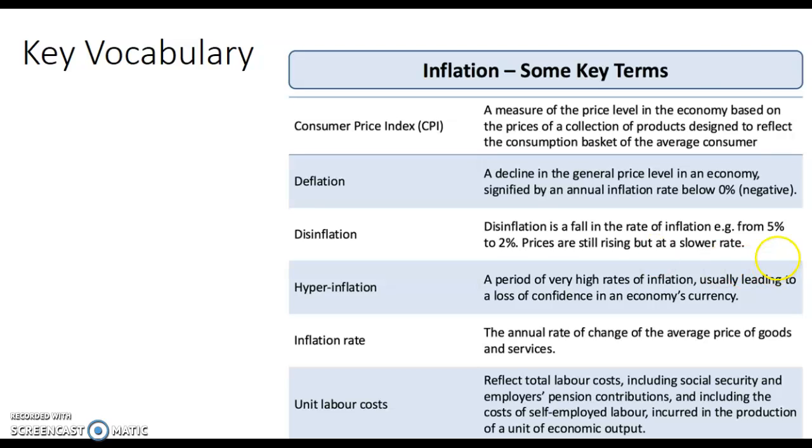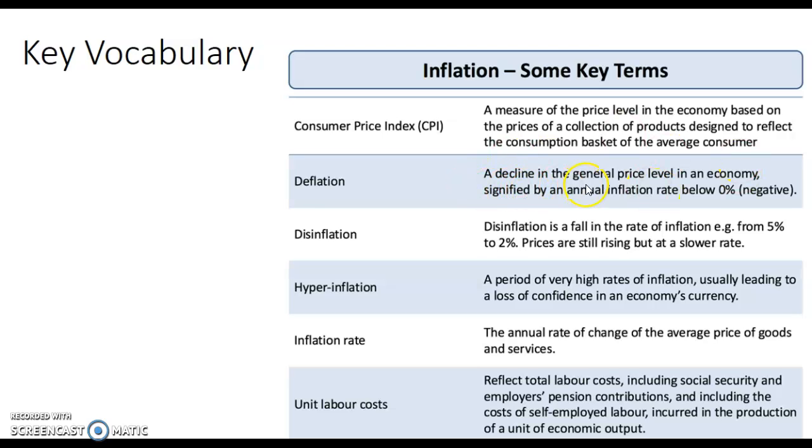Again, a collection of products designed to reflect the consumption basket. So consumption basket is the products that you consume. Again, the collection of all those products. For example, if you go to Kohl's, you buy some grocery items, that is your collection, the consumption basket of the average consumer. That is the consumer price index.